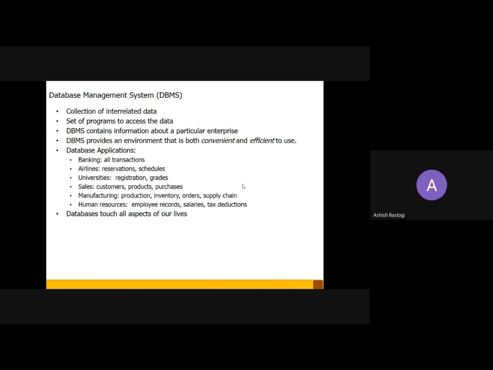Next is the application of databases. Right now, I think there is no area where the database is not used. It can be banking, airlines, universities, sales, manufacturing, human resource, even medical also. So database touches all aspects of our lives, right? I hope you agree, guys. There is no organization or field where the database is not used, right?